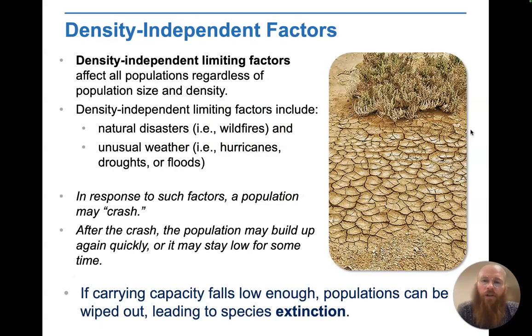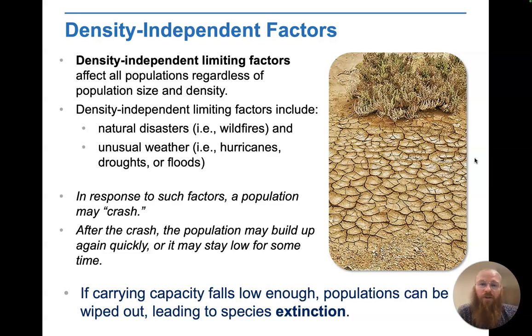And finally, we've been talking a lot about the limiting factors that exist within an environment that depend on the density of the populations. But there are also a lot of factors that don't depend at all on how dense a population is. They're just going to have the effect that they have, whether there's 1 or 1,000 of a given species within that space. And so density independent factors affect all populations regardless of their size and how dense they are.